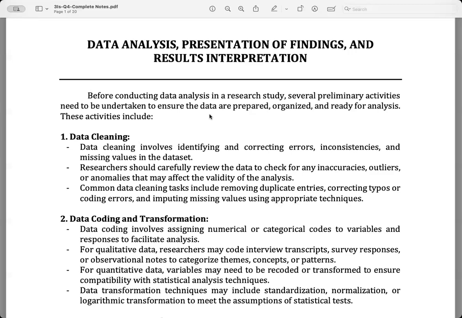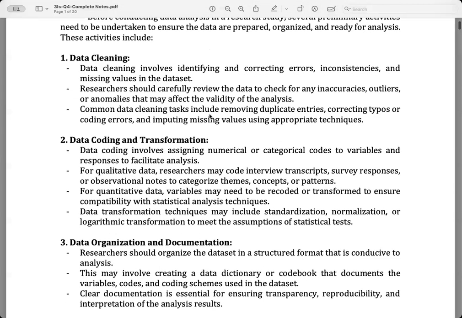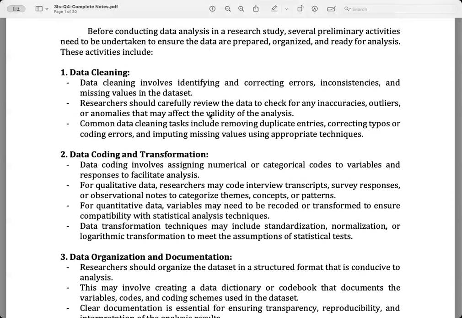And there are several activities that we do during data preparation. Okay, the first one is data cleaning. So data cleaning here involves identifying and correcting errors, inconsistencies, and missing values in the data set. So it is where we make sure that our data is ready for processing.